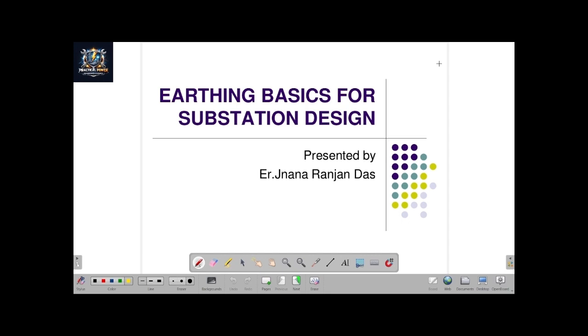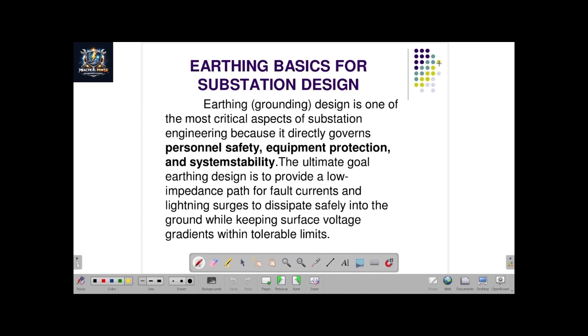Today's discussion is on earthing basics for substation design. The earthing is a very critical part of substation designing. It is also termed as grounding.